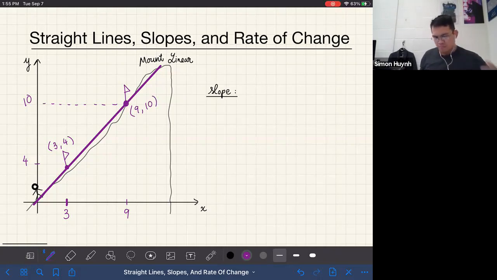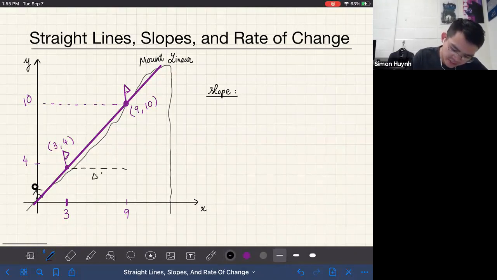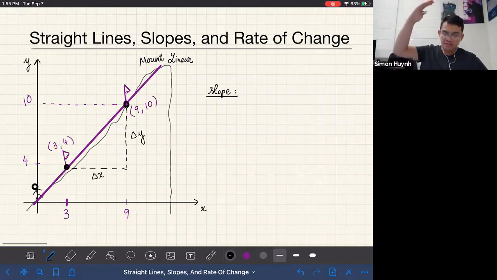All right, and what does it mean to study the slope of this linear function representing our mountain, Mount Linear? So we see that from the first flag to the second one, we have traveled some horizontal distance, delta x, and we also traveled some vertical distance, delta y. So going from this point to the point on top here, we have traveled some delta x and delta y distance. And we can figure out what delta x and delta y are in this case, right?